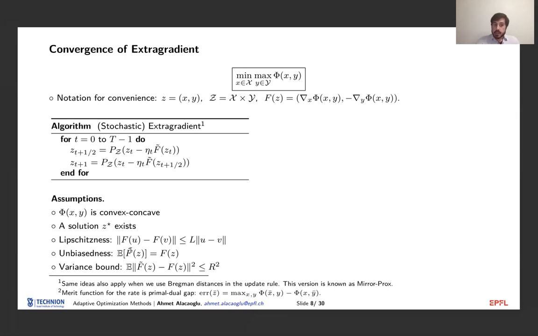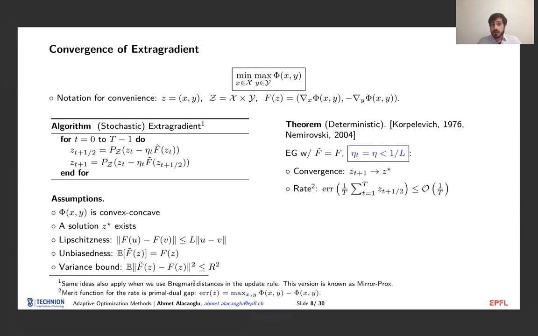We will have unbiasedness, and also we will have a variance bound, meaning that when we take the norm squared of the difference between our stochastic estimate of the gradient and the real gradient, in expectation it's bounded. These are rather standard requirements. Now the first result for the extra gradient method in the deterministic case is due to Korpelevich and Nemirovsky.